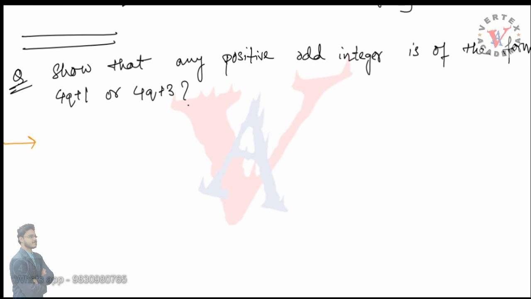So what they are asking is, show that any positive odd integer is of the form 4q plus 1 or 4q plus 3. Now these are mainly based on Euclid's division lemma. So you have to understand the technique. Whenever these type of questions come, like you may be asked about 6n plus 1, 6n plus 3, or something of this sort, then the main thing which should first come to your mind is Euclid's division lemma.